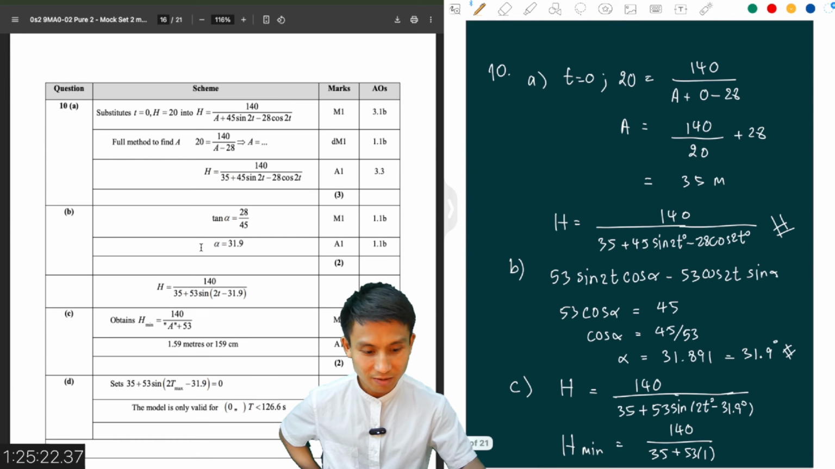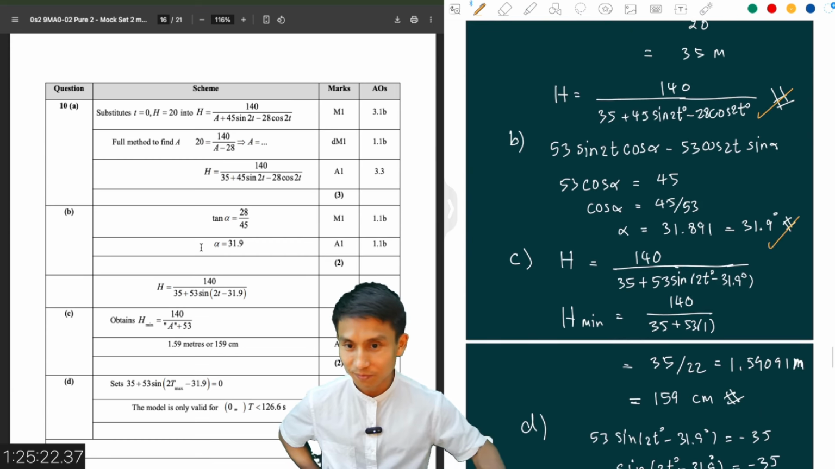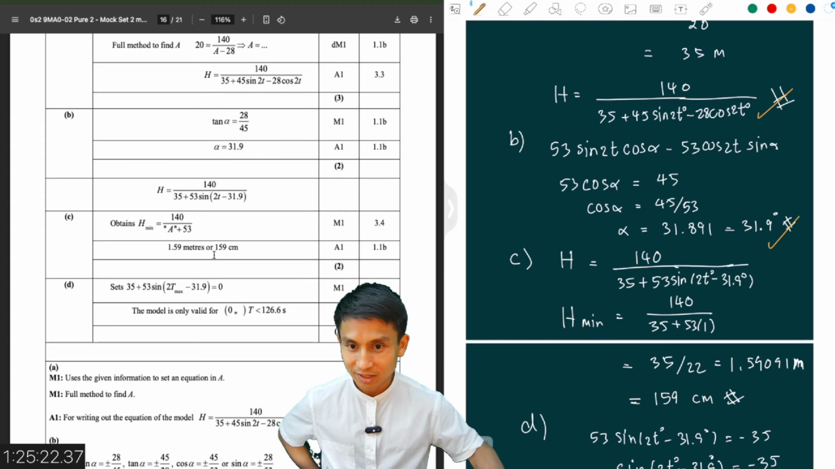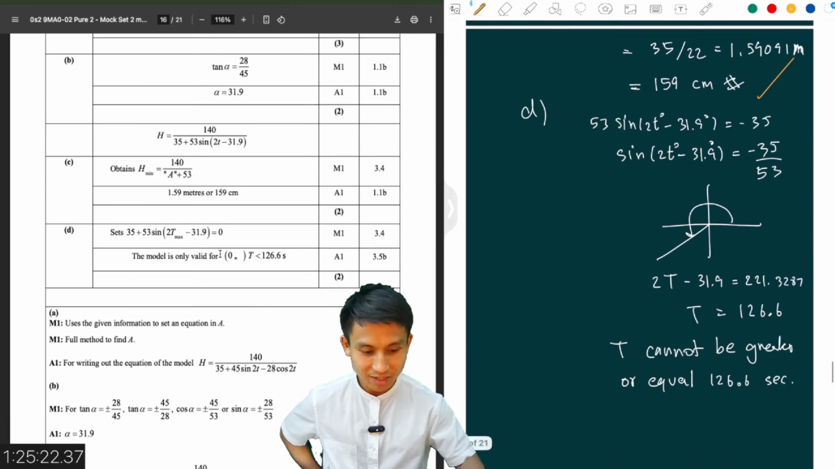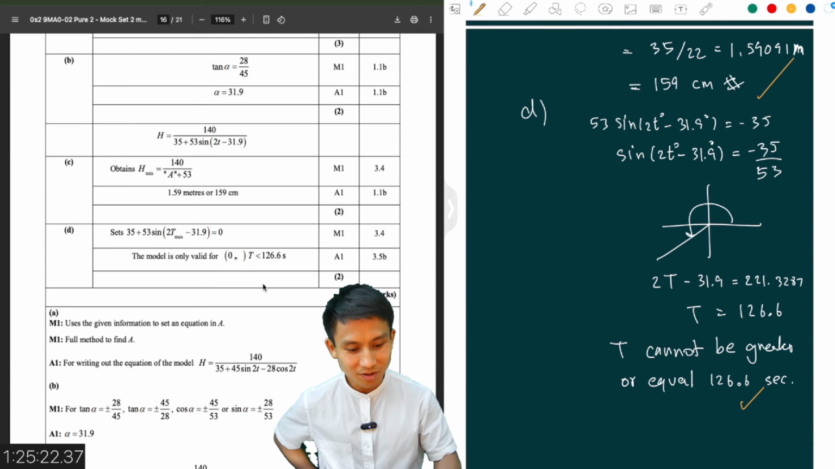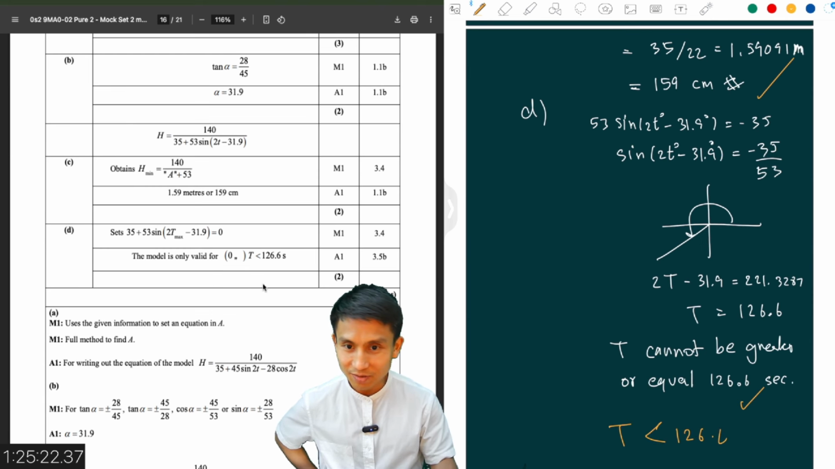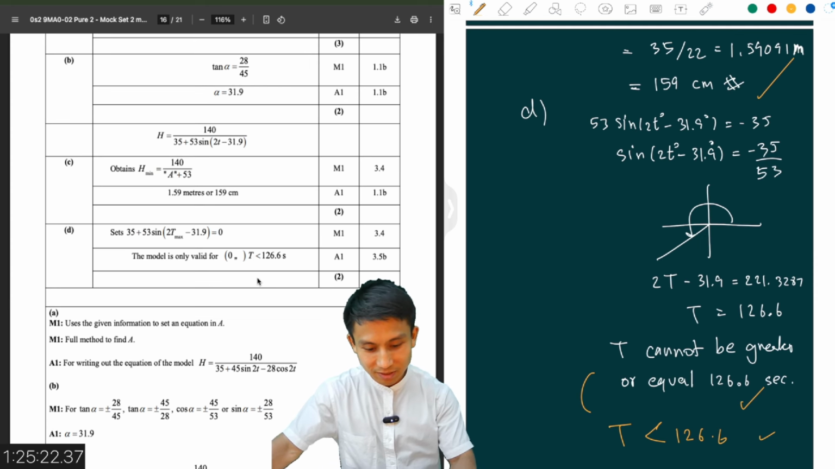140, 35. Yeah, that's right. Good. 31.9. Yep. Now this one. Yeah, okay, I got this one, but the last one, I mean. Yeah, t cannot be greater or equal to that. That's the same thing, because t cannot be greater or equal to that, it means t is less than that, right? Which is the same thing. Yeah, same thing, just in case you want to look at this later.